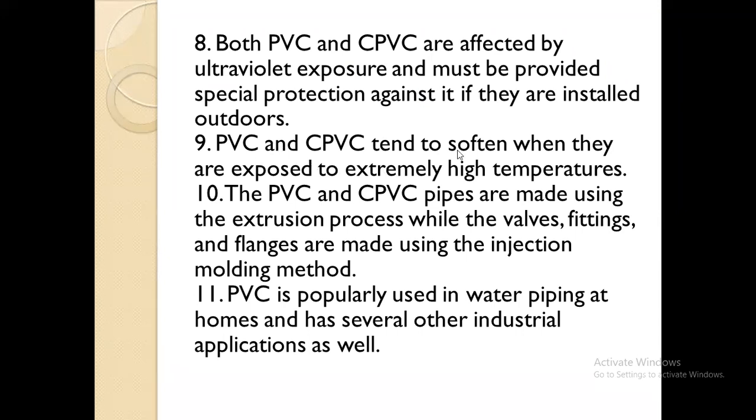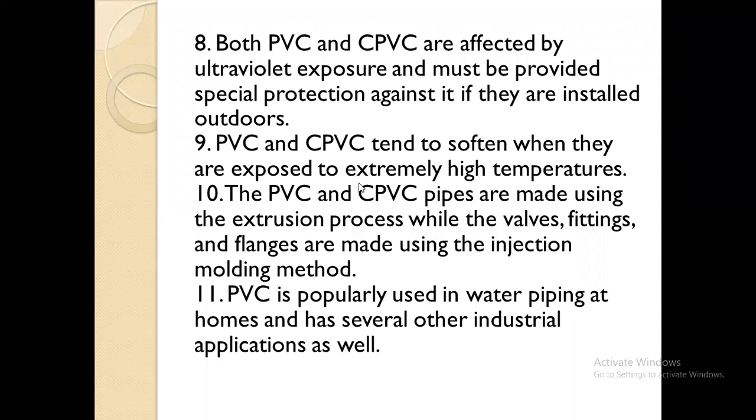PVC and CPVC tend to soften when they are exposed to extremely high temperature. Okay, it means whenever that PVC material or CPVC material comes in contact with high temperature or with fire, then it will become a softened material. The PVC and CPVC pipes are made using the extrusion process, while the valves, fittings, and flanges are made using the injection molding method.